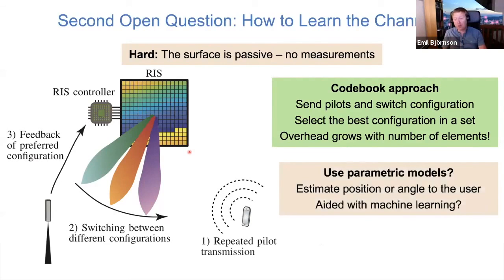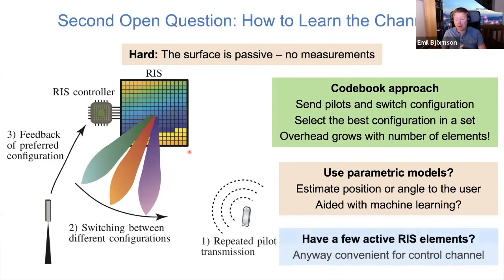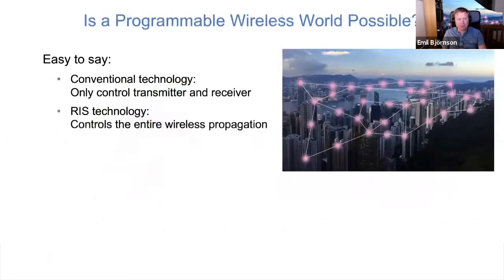So some people are thinking about, can we use parametric models for this, estimating positions and angles, or can we use machine learning? There's a lot of thoughts about that. And there are also some thoughts about changing it so that some of these elements are active. And while it's already known how to build a physical surface, the reconfigurability feature and the channel estimation that goes into that, it's still unknown if we can do that in real time.